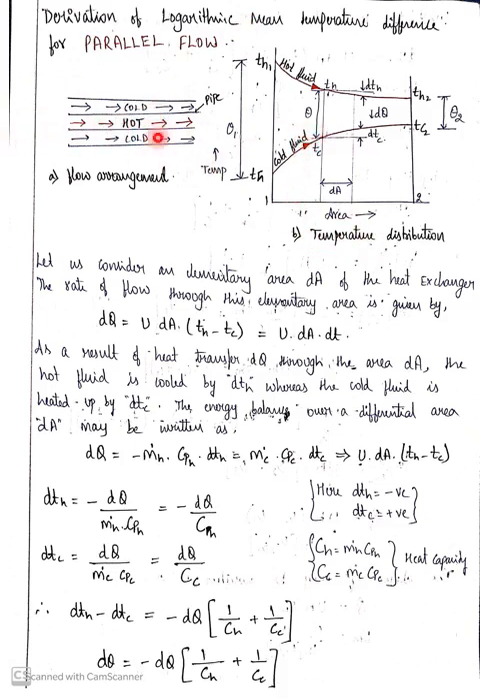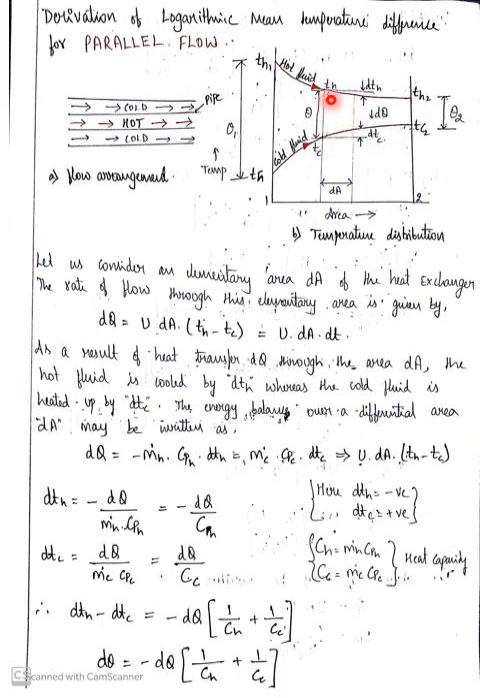So if you draw the temperature distribution with respect to cold and hot fluids, you can see here that the temperature of the hot fluid will be gradually decreasing. This heat will be absorbed by the cold fluid, and the temperature of the cold fluid will be gradually increasing. So these temperature differences have been taken as theta 1 at inlet and theta 2 at the outlet.